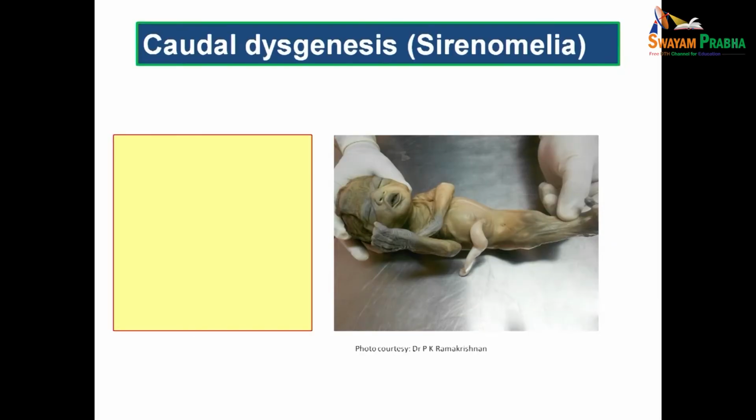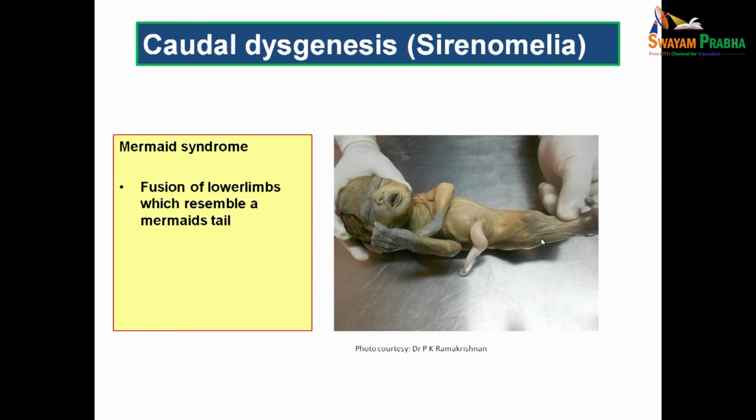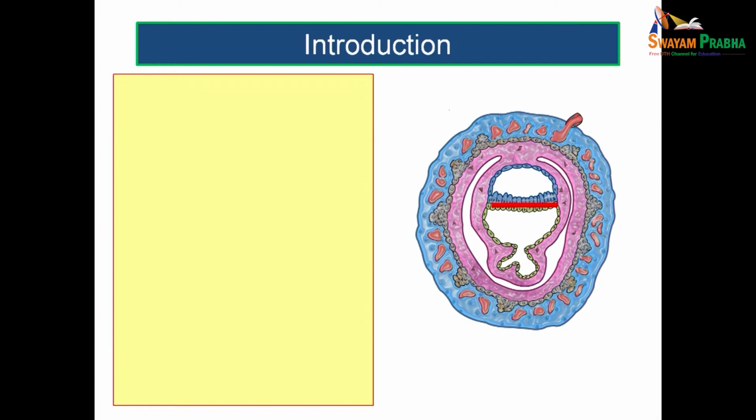So before moving on to the topic proper, let's see a case. This is known as Caudal dysgenesis or Sirenomelia. When you look at the fetus, you can see that the lower limbs are not properly formed, and the lower limbs are fused and it looks like the tail of a mermaid. Hence, this is known as mermaid syndrome. So, the fusion of lower limbs resembles a mermaid's tail.